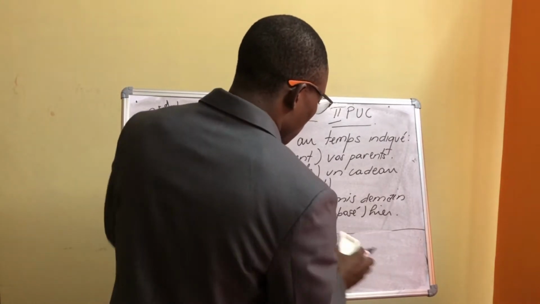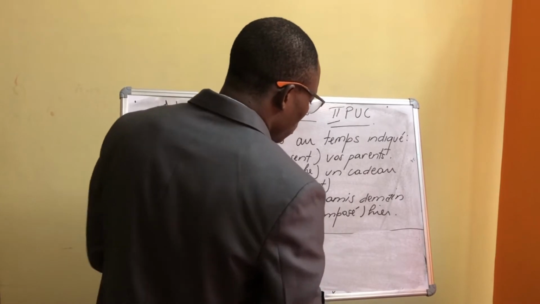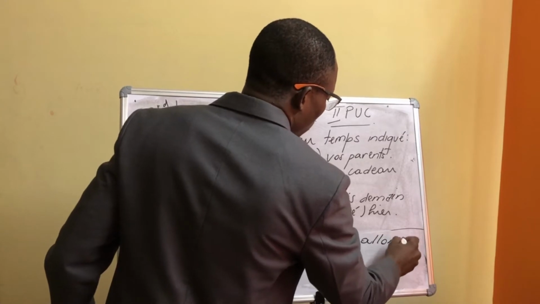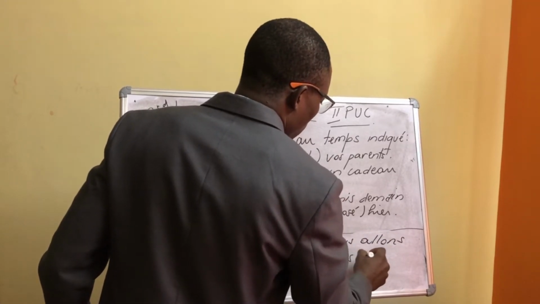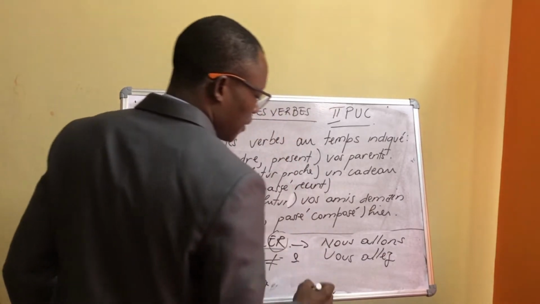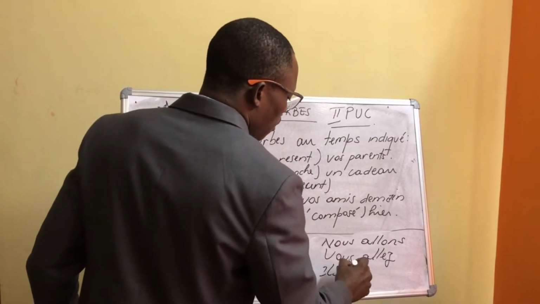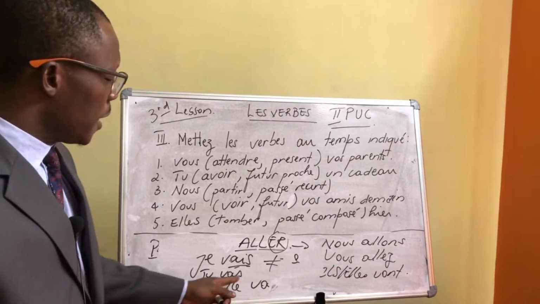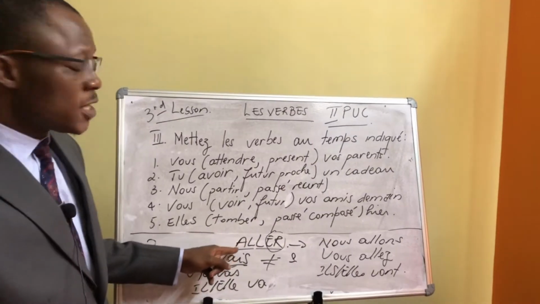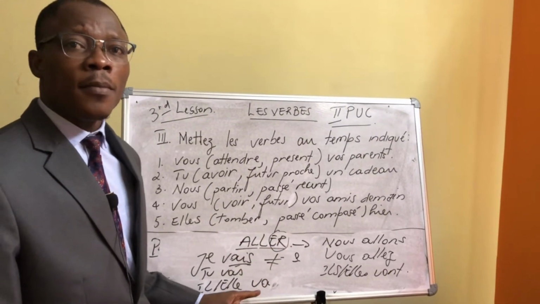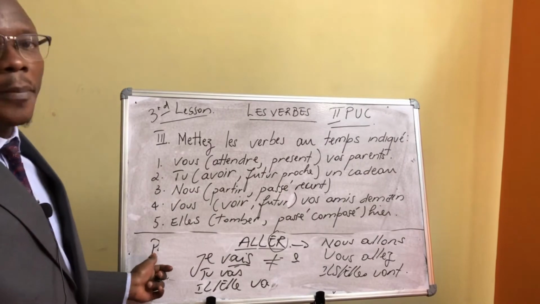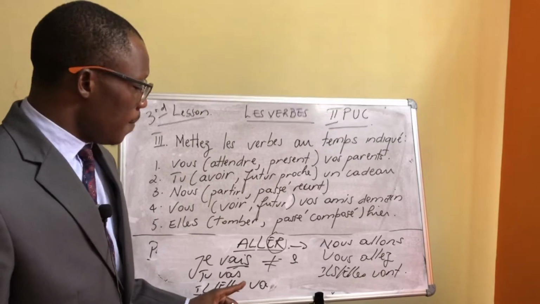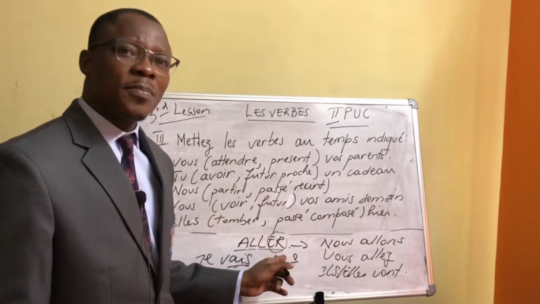Then, nous allons, vous allez, ils or elles vont. I hope you can see here, the present tense of aller is not the same as the verb I said here, parler. The ending part is different. Okay?